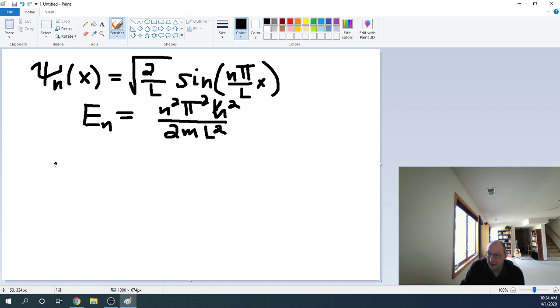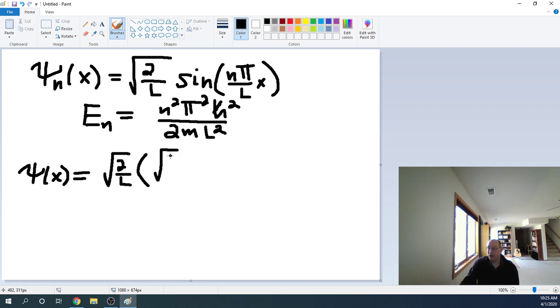So here's the thing about that, though. Let's say that instead of having just one of these, I'm going to have a mixture of two. I'm going to say that the overall wave function psi of x is a sum of two different wave functions with different n's. It's equal to square root of 2 over L, that's a common factor, and then there's a weighting coefficient here.